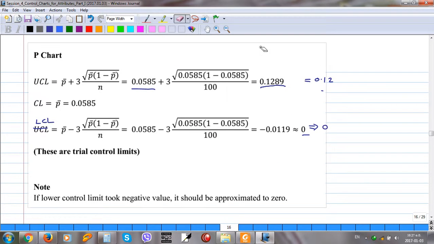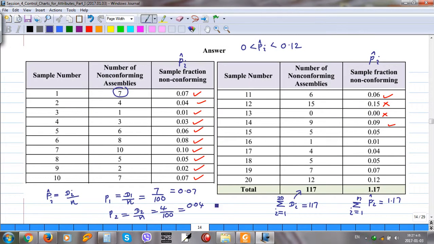Here the value 0.1289 we approximate as 0.13. So here we have to change it to 0.13. Yes, all the other values are in the range, but we found that the 13th one and the 12th one are not within the control limits.